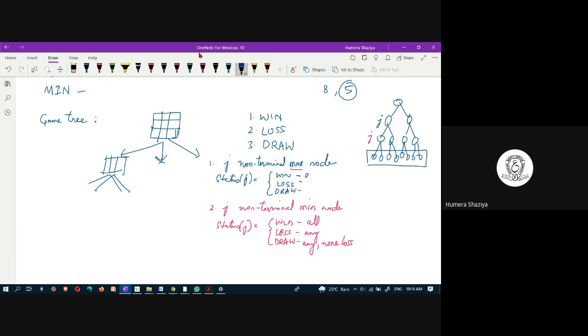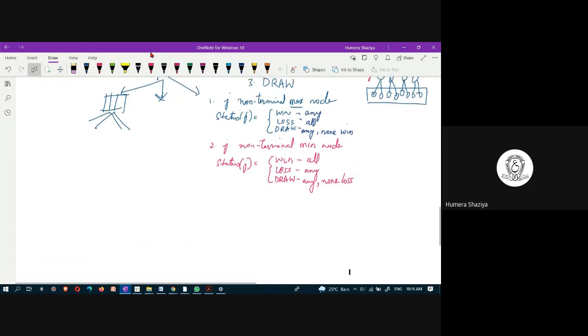What is this? If any successor wins, it wins. If all successors lose, it loses. And if any successor has a draw and none is a win, it is a draw. Please remember these criteria for determining the win, loss or draw status of a node, which are non-terminal, relevant to Max and Min.